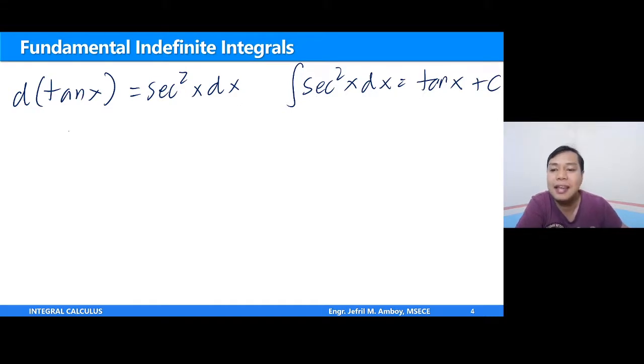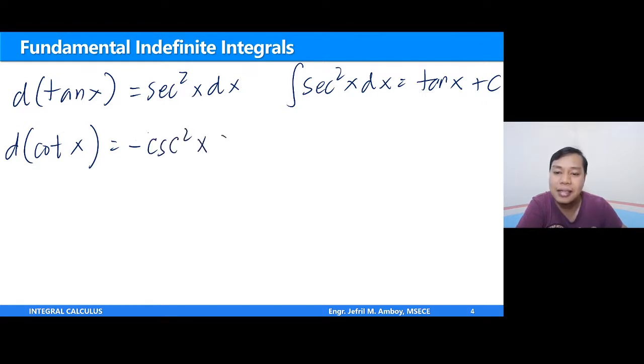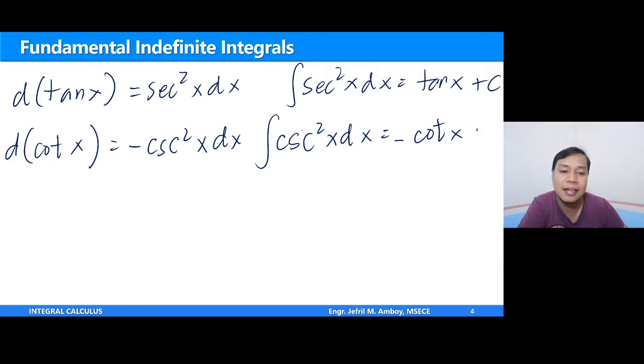plus c. Okay? Next is the differential of the cotangent of x. Okay? So, again, that's letter C. Kaya dapat ang sagot ay negative. Kung ang tangent ay secant squared, ang cotangent naman ay cosecant squared x dx. So, ibalik natin. Ito naman kukunan natin ang integral. The integral of cosecant squared x dx should be, so dito negative, pero yung kinuhanan natin ng integral dito ay positive. So dapat yung sagot natin negative din. Negative of cotangent x and then plus c.